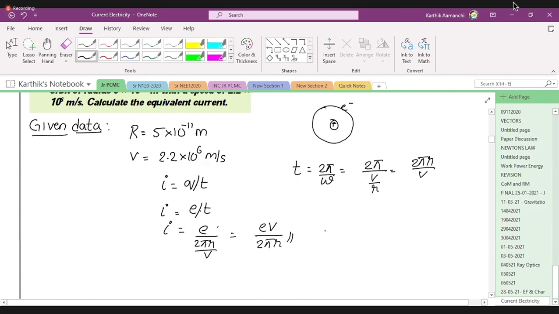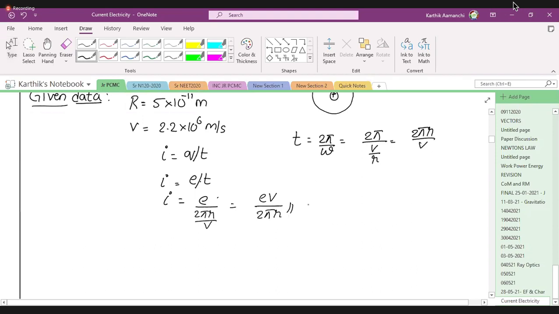Did you study Bohr magneton and all that in chemistry? Anyhow, do it. Now you will get, I think, 1.2 into 10 power minus 3 ampere. You will do the rest easily.